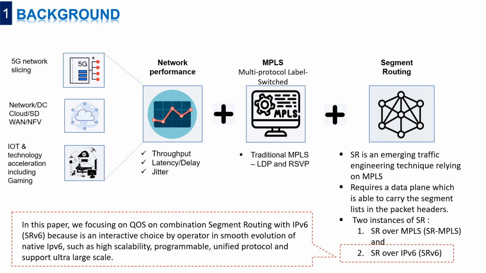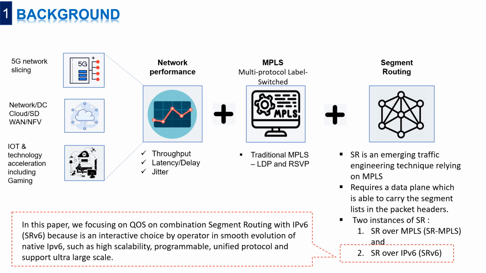With the rapid acceleration of modern technology, for example, the most famous is 5G network slicing, network data center, cloud, SD-WAN, NFV, IoT, and technology acceleration including gaming, there is a need to improve network performance, such as throughput, latency, delay, and jitter.